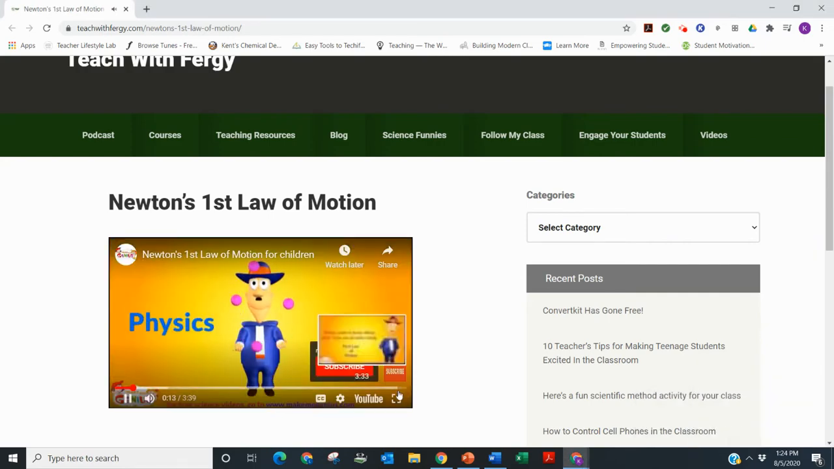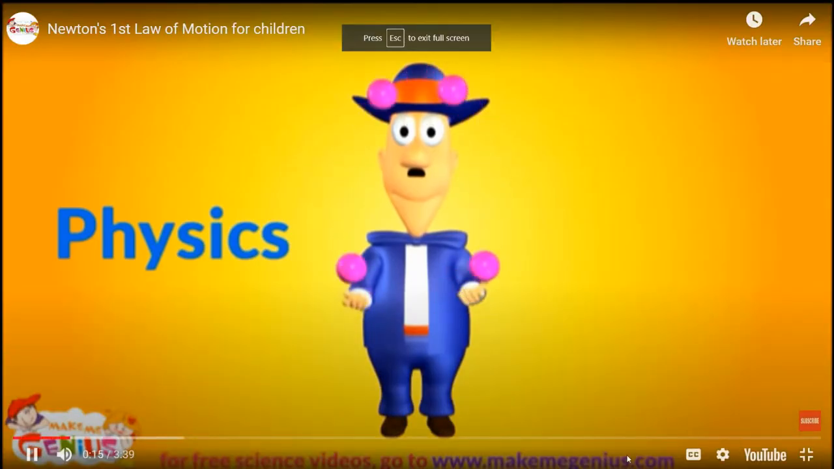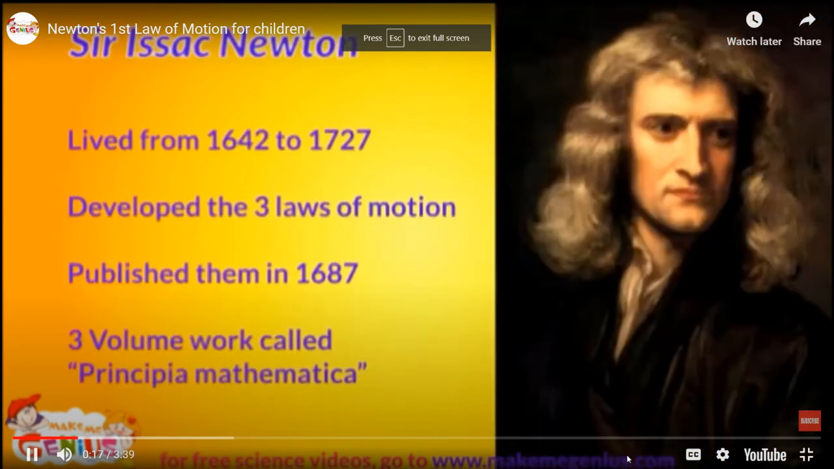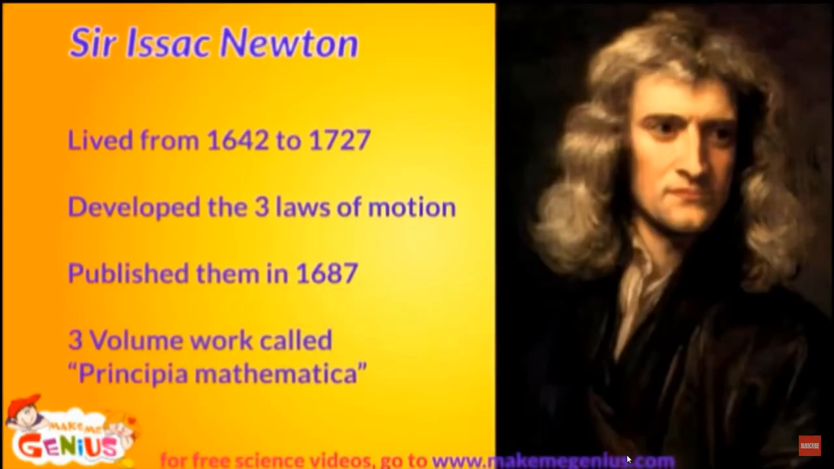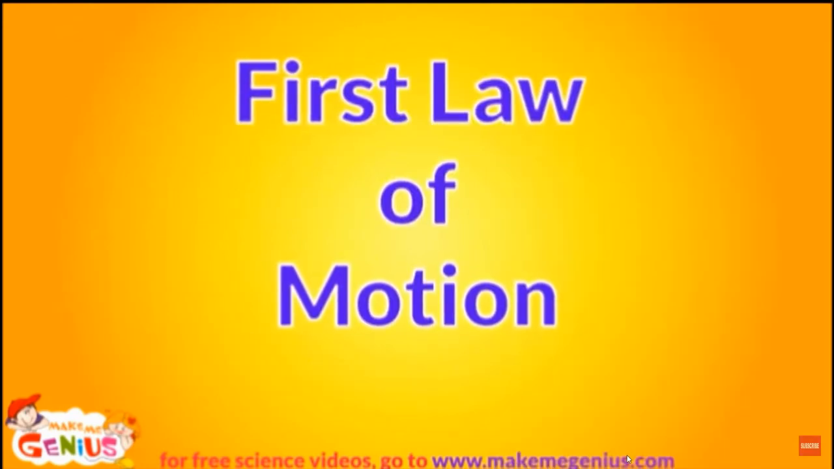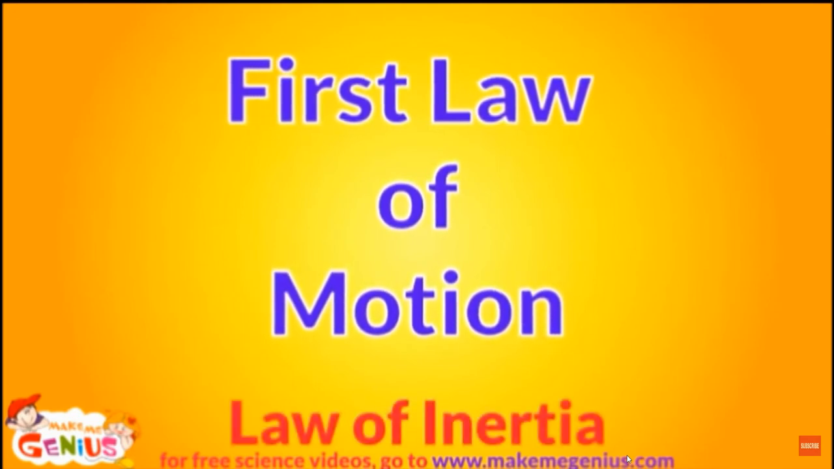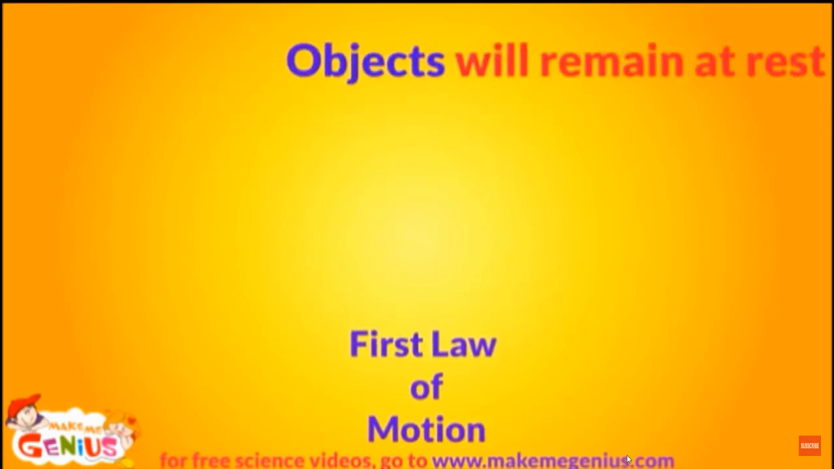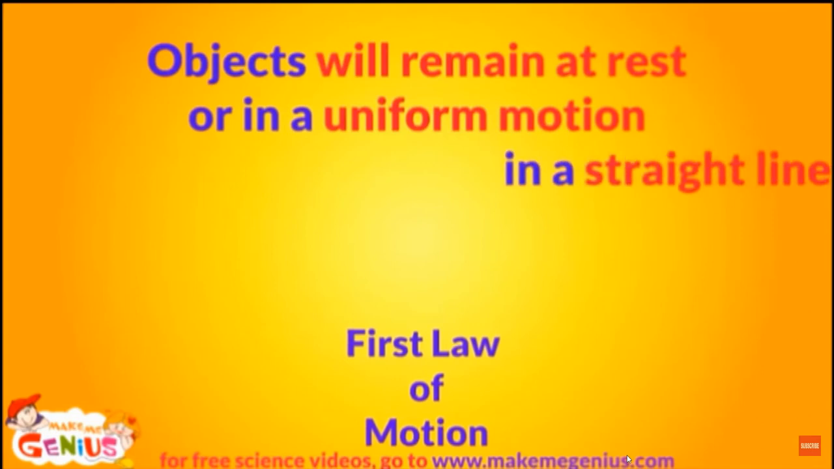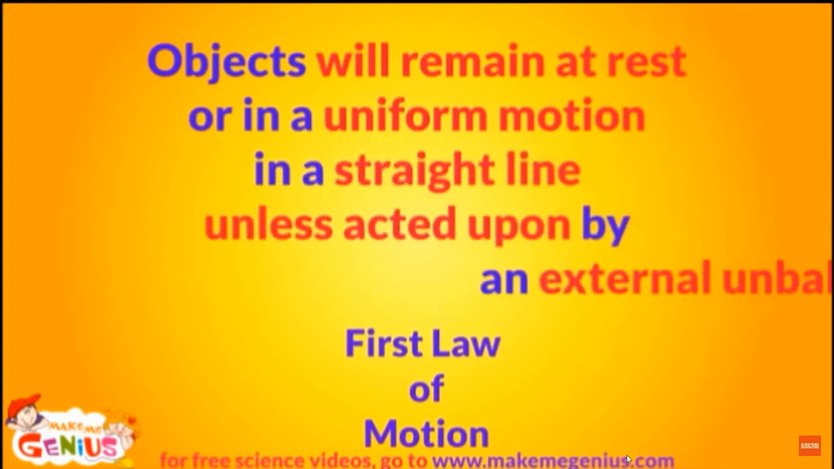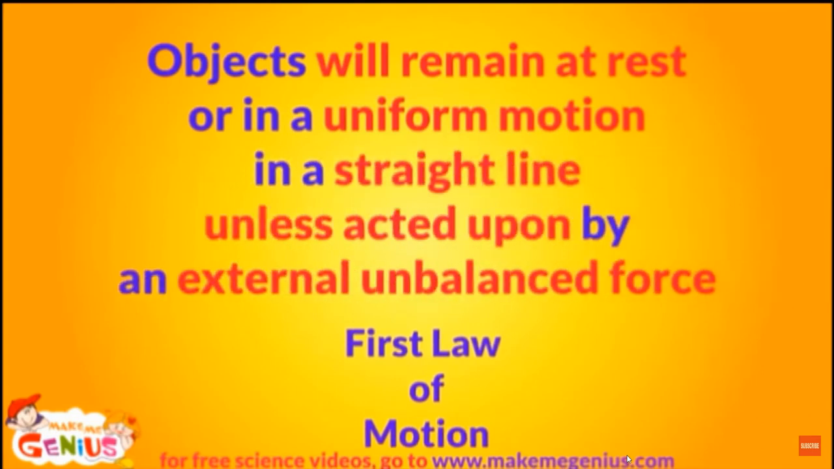Did you know that physics is about how things move and why things move? It was Isaac Newton who discovered the 3 laws of motion. He was a scientist who lived from 1642 to 1727. Let's first learn about the first law of motion. It is also called the law of inertia. It states objects will remain at rest or in uniform motion in a straight line unless acted upon by an external unbalanced force.